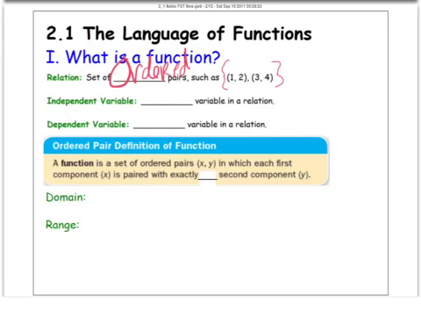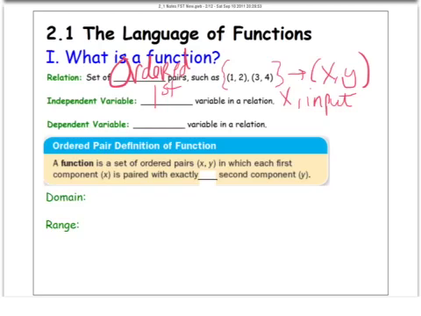Now the independent variable is the first variable in a relation. And typically in our setup here, we're going to have this written as XY ordered pairs. So therefore we would say the independent variable is the X value. Or another word you might be familiar with is the input. You choose or you input your X.